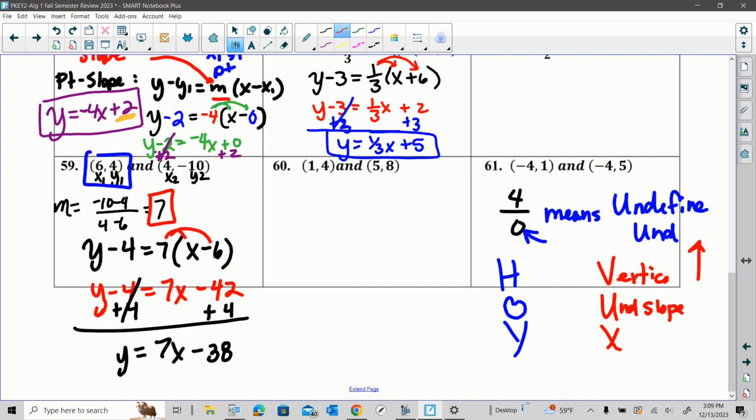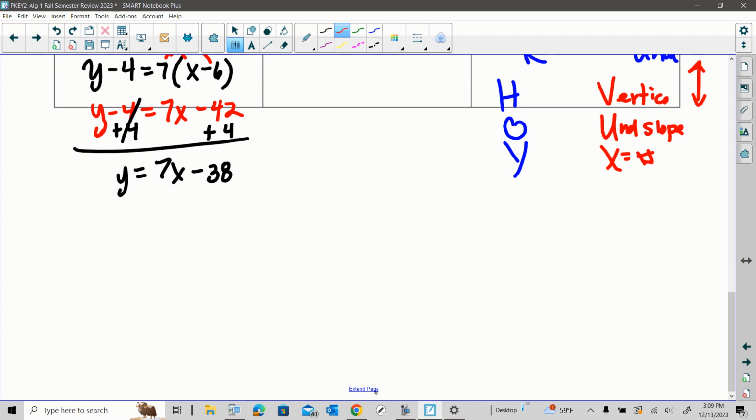Vertical lines go up and down. They're going up and down this point. The equation has to equal a number. The number is the x. Notice this, the x's are the same. So anytime I see the x's are the same, it's going to have to be a vertical line. So the equation here is just x equals negative 4. All right, so that helps you with that section.